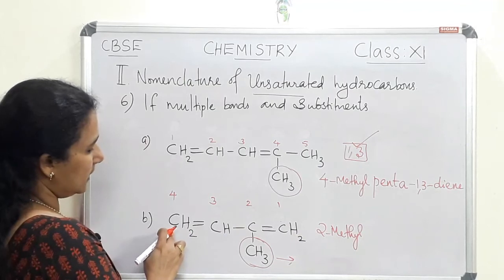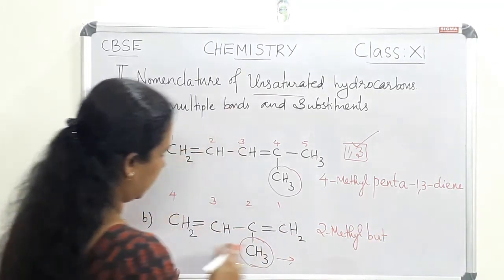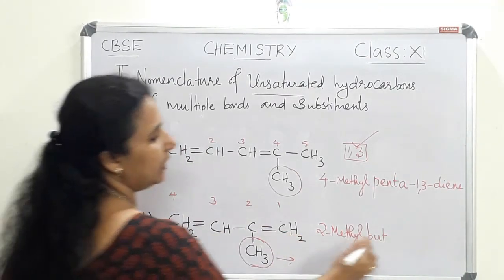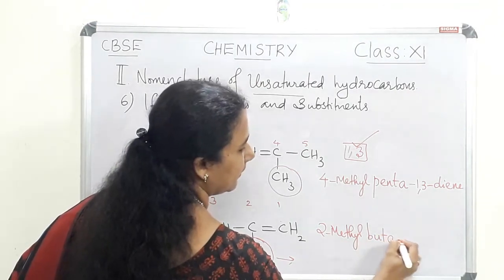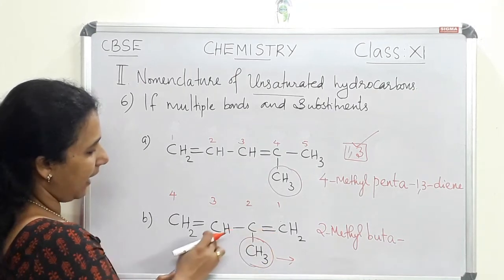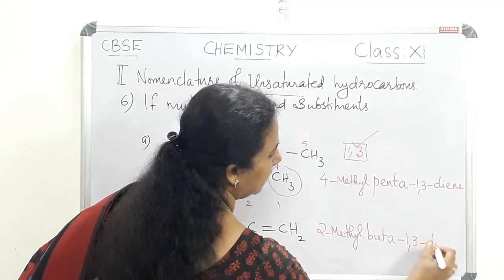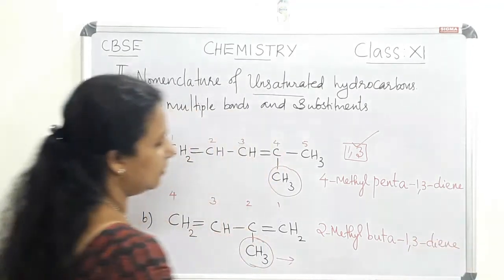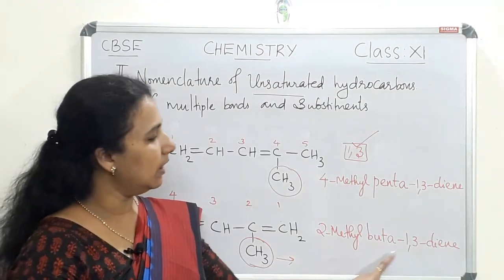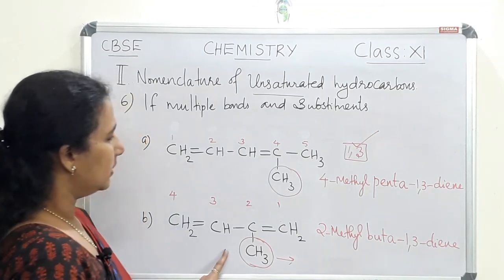So the word root is but, since it contains 4 carbon atoms, and it is a diene. So we have to add A. Then the positions of double bonds, first position and the third position. So 1, 3 diene. So the name of this compound is 2-methyl buta-1,3-diene. So this is the IUPAC name of this compound.